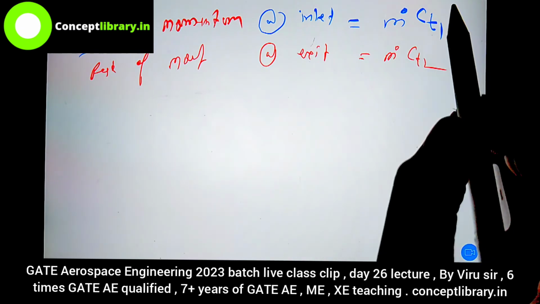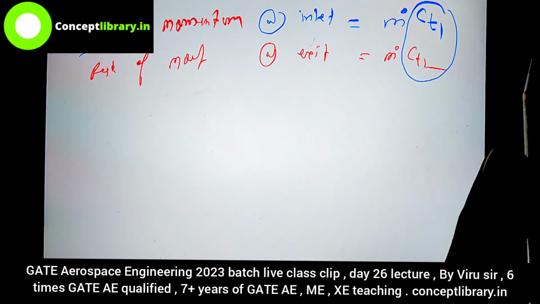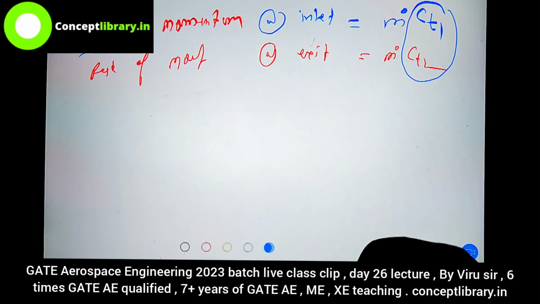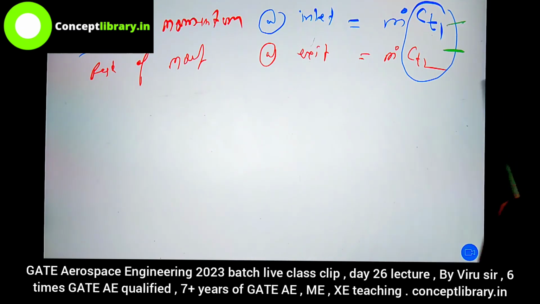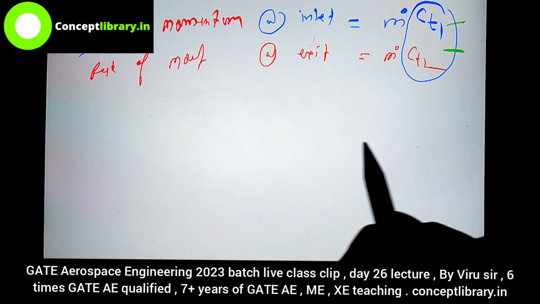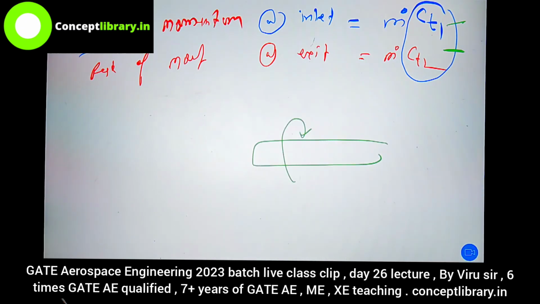Now focus here: why am I using only CT1 and CT2? I have the concept because only tangential velocity is like shaft velocity, like the shaft is rotating like this. It means tangential velocity is helping the flow to rotate.